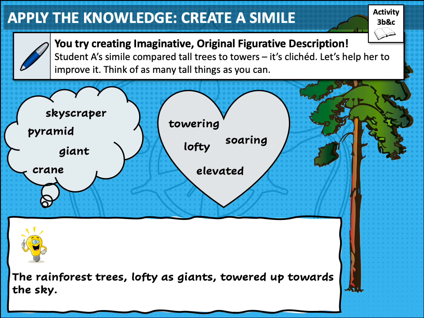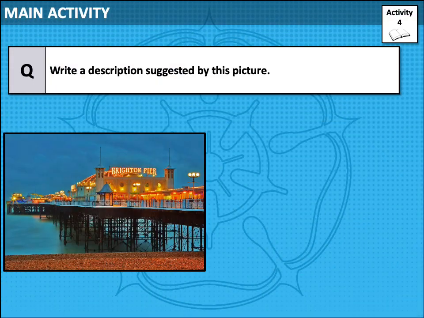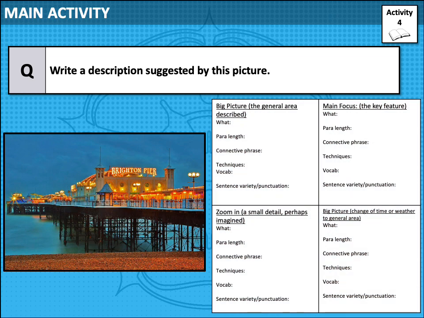Let's move on to the main activity for your lesson today. We're going right back to something that I showed you at the beginning of lesson 1. This exam question, write a description suggested by this picture. You also have from lesson 1 your planned 4-box plan, which looks at the big picture, the main focus, the zoomed in detail, and then the big picture that's changed somehow.